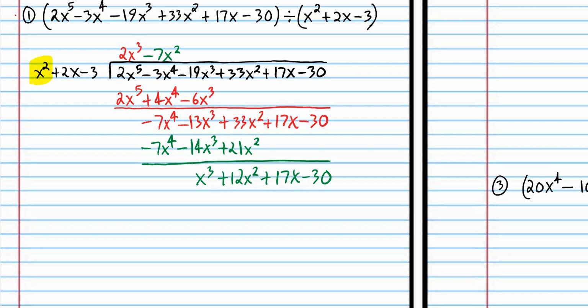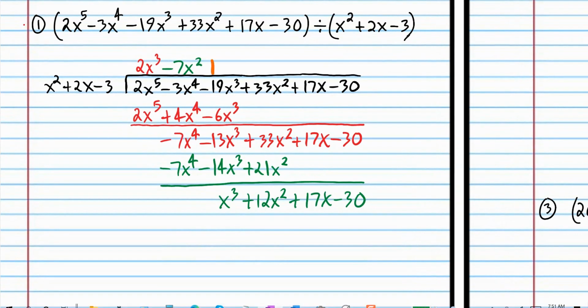What do we multiply the first term in the divisor by to get this blue term down here? In other words, again, x squared times what is equal to x cubed? Well, that's pretty easy. Obviously, it's just going to be x. You'll get the hang of this as you go along. So we're going to add the x up here. That's the first step of cycle number 3.